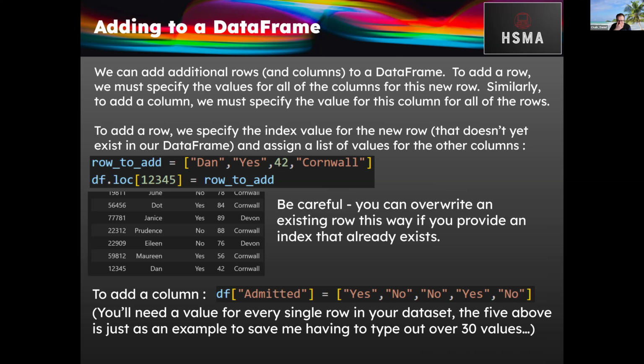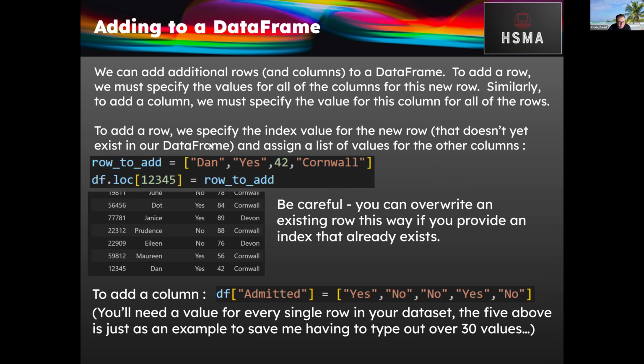We can also add additional rows and indeed columns to a data frame. So to add a row, we have to specify the values for all of the columns in this new row, which makes sense. If we had an Excel table and we needed to add another patient, we'd have to give all the information for all the columns that we've got. And similarly, to add a column, we have to specify the value for that column in all the rows.